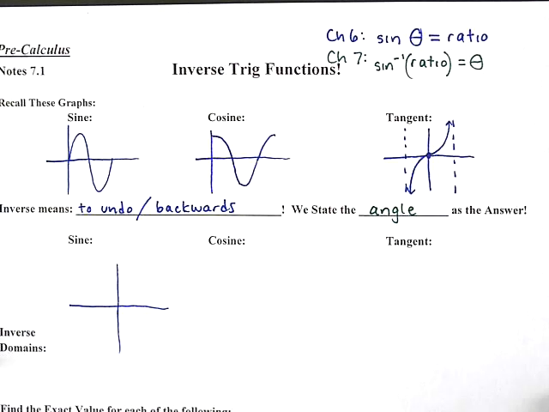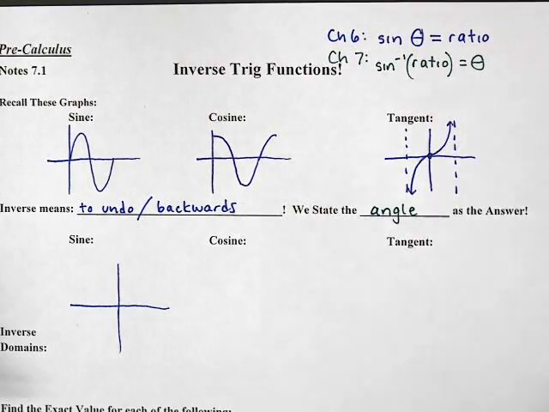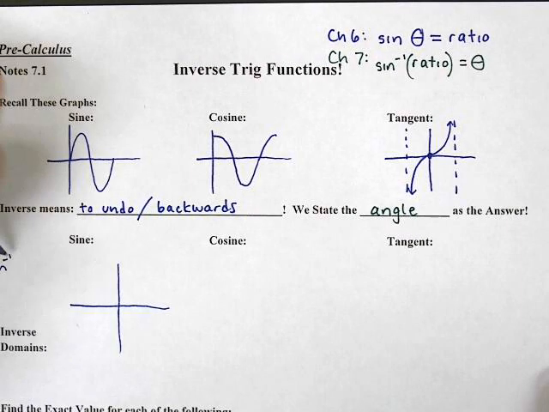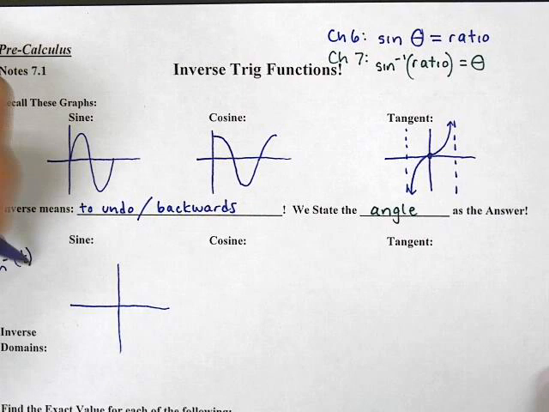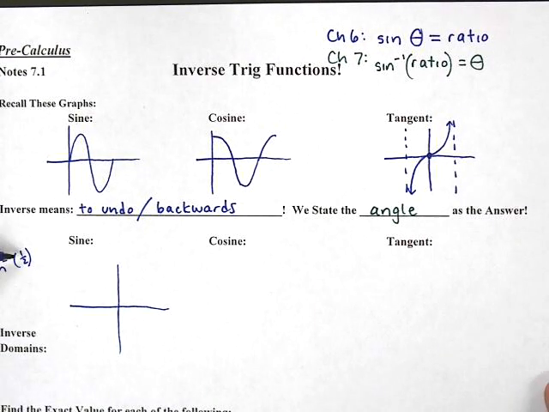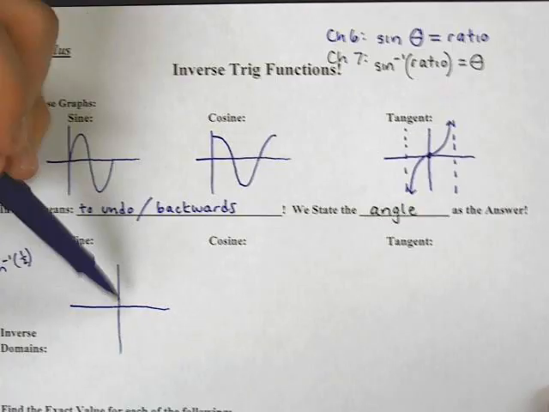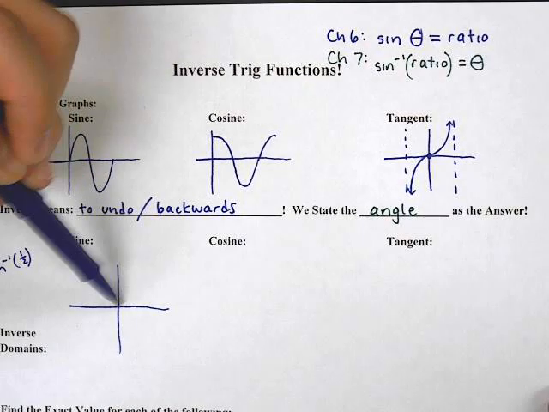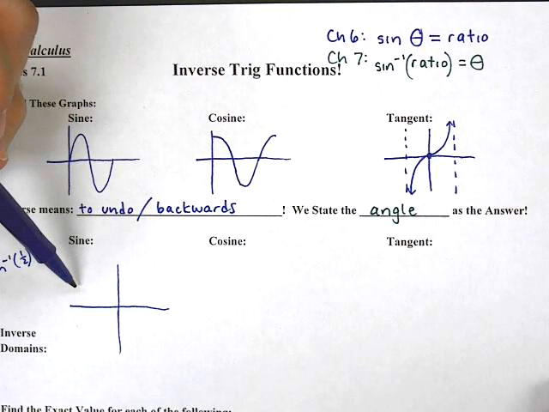Let's say I gave you the ratio 1/2, and I said to take the sine of 1/2. Well, if I asked you to take the inverse sine of 1/2, and we want to find the angle that goes with 1/2, the problem is that can be up here in quadrant 1 or up here in quadrant 2.